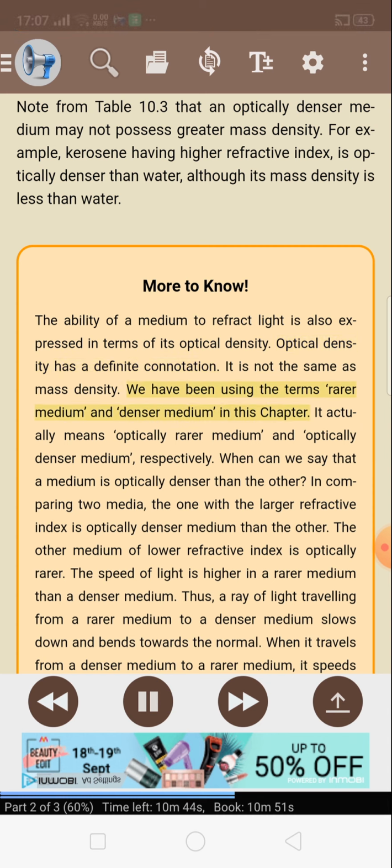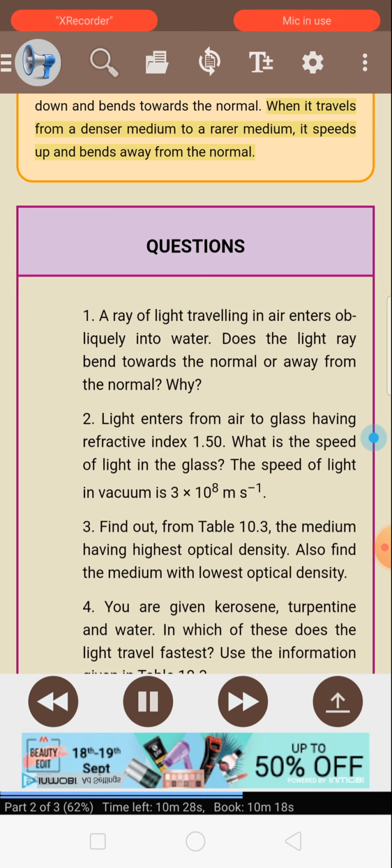We have been using the terms rarer medium and denser medium in this chapter. It actually means optically rarer medium and optically denser medium, respectively. When can we say that a medium is optically denser than the other? In comparing two media, the one with the larger refractive index is optically denser than the other. The other medium of lower refractive index is optically rarer. The speed of light is higher in a rarer medium than a denser medium. Thus, a ray of light traveling from a rarer medium to a denser medium slows down and bends towards the normal. When it travels from a denser medium to a rarer medium, it speeds up and bends away from the normal.